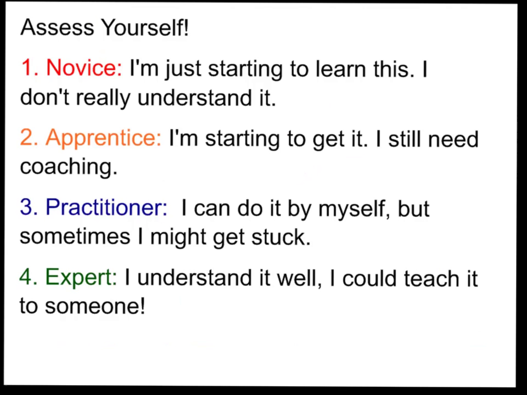Okay, boys and girls, now don't forget after you get finished with your homework to assess yourself in your little box down in the right-hand corner of your paper. Make sure you put a 1, 2, 3, or 4. 1 is for novice. Remember, if you're just not getting this and you still have a lot of questions, then put 1. 2 is apprentice. You're starting to get it, but you still might need some coaching. 3 is your practitioner. You can do it by yourself, but you might get stuck sometimes. And 4, expert, you feel like you can come in and teach the whole class tomorrow.